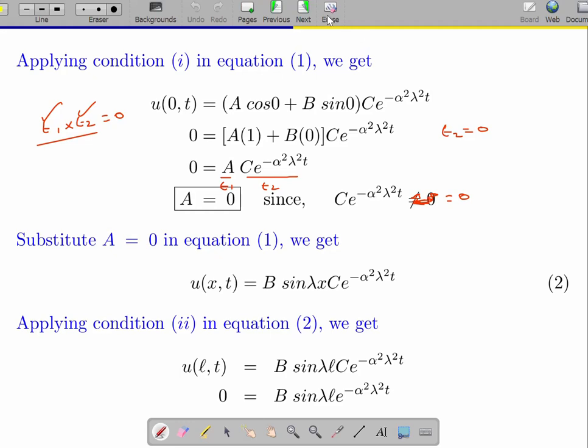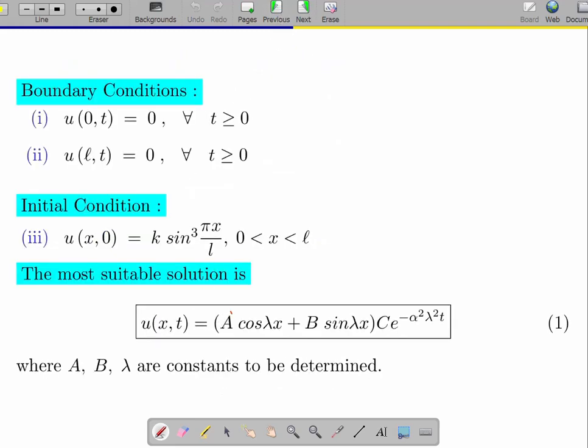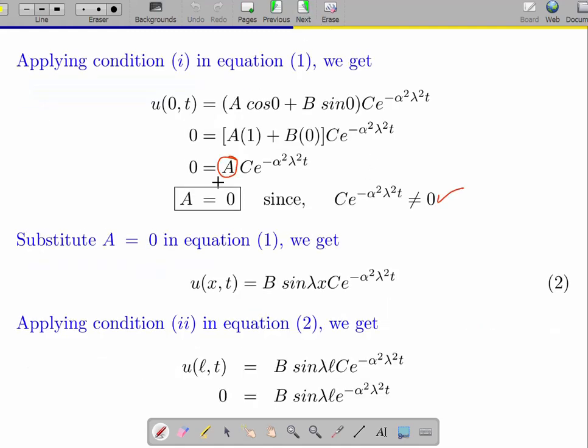So the only possibility is that c into e power minus alpha squared lambda squared t is not equal to 0. Therefore we conclude that a is 0. If we applied the same case in the previous slide, the solution would tend to 0, but the solution is non-zero. Therefore our assumption that a is 0 is the correct one, so we get a is 0.